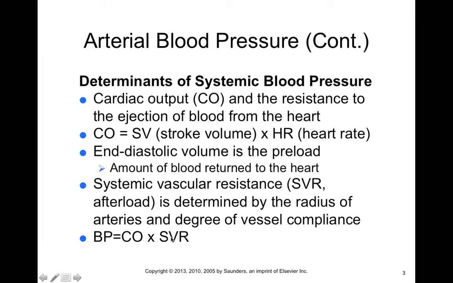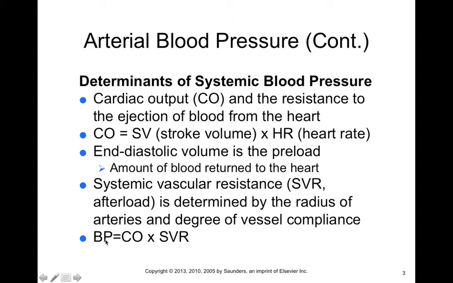Remember, resistance is determined by three different factors. We have vessel diameter, which relates to resistance. We have vessel length, which relates to resistance, as well as the viscosity of blood. So any of those three factors would affect the systemic vascular resistance. And if we know that resistance and multiply it times cardiac output, that's actually what gives us our blood pressure value here.